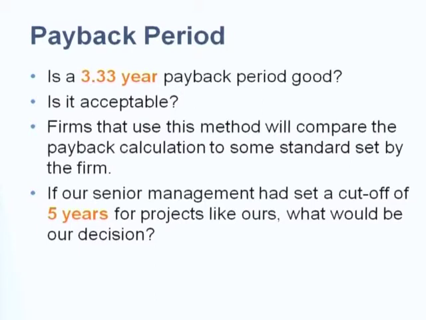So should we accept or reject? If the cutoff is 5 years or standard is 5 years, you get your money faster. You use only 3.33 years. It means what? Accept project, right? Why? Because you get your money faster than the cutoff or the criteria.